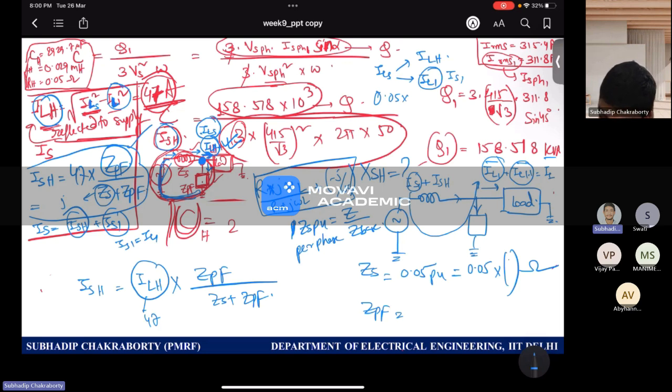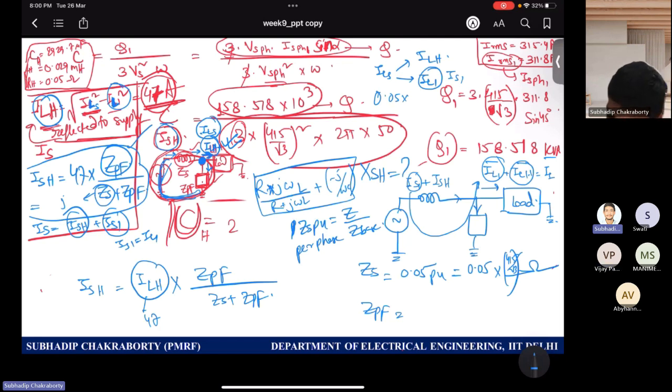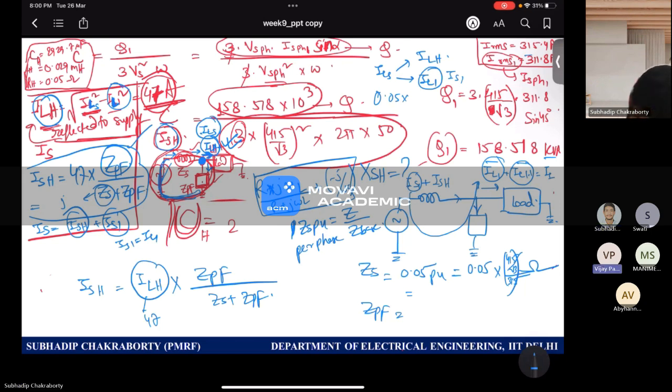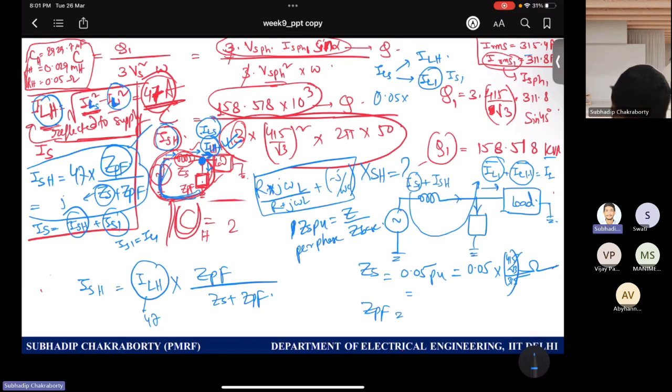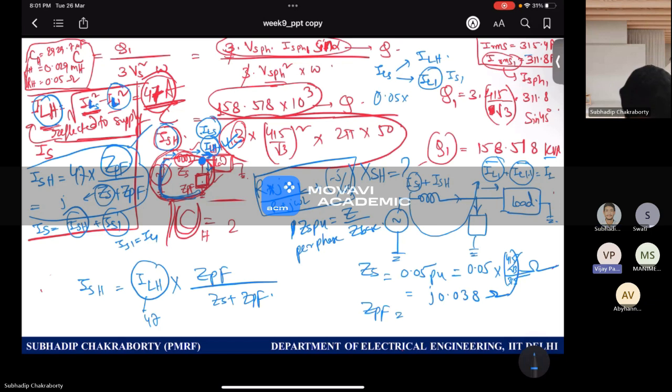So what is V per phase? 415 by root 3. What is I? IL RMS, 350. So calculate what is coming. Z is in ohm. Please calculate with me because this is an important problem. So I am getting j0.038. Everyone getting me? Yes or no?